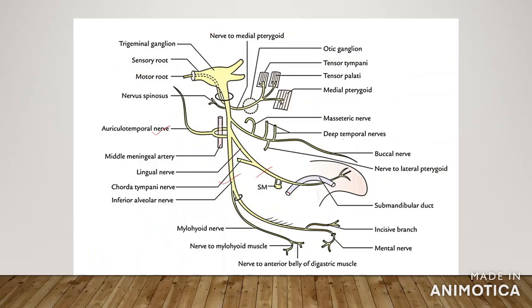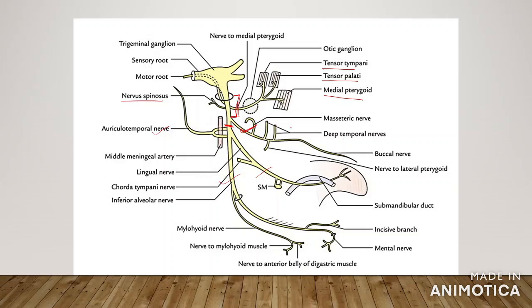So what happens is after it exits from the foramen ovale, it is going to pass around the tensor tympani and tensor palatini muscles and gives off branches. It will also give a branch to the medial pterygoid and the nervus spinosus. So this is your main trunk part. After it gives off branches to these muscles, it is going to divide into an anterior branch and a posterior branch.